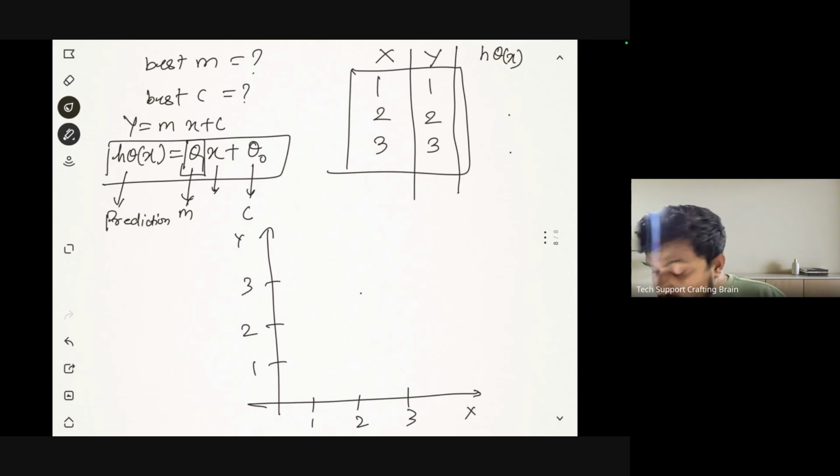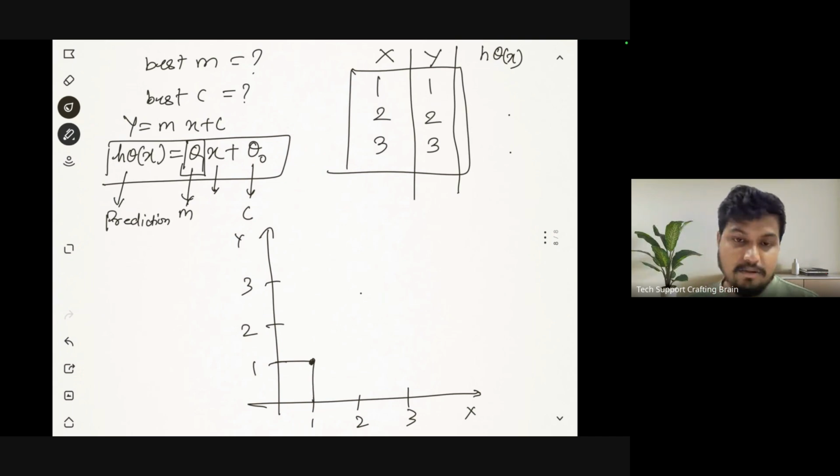Now this 1 comma 1, x is 1 and y is 1. So this would be the point where x is 1 and y is 1. You can see it right now. Then x is 2 and y is 2, this would be the point. And x is 3 and y is 3, this would be the point here.